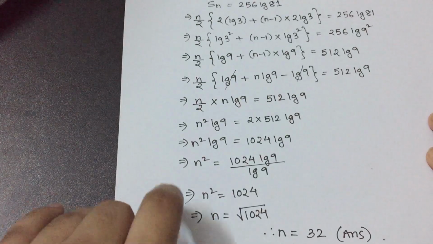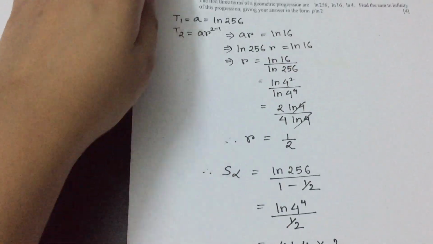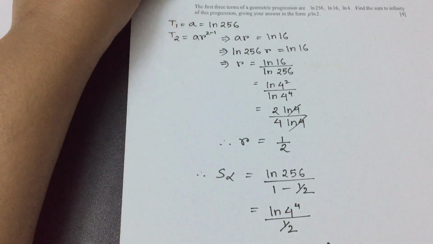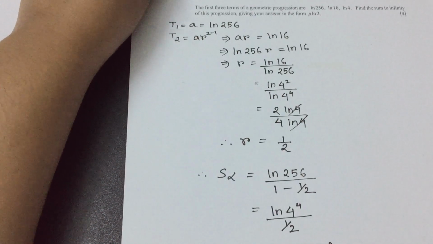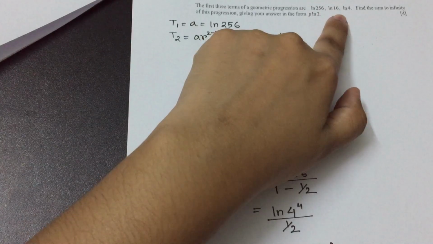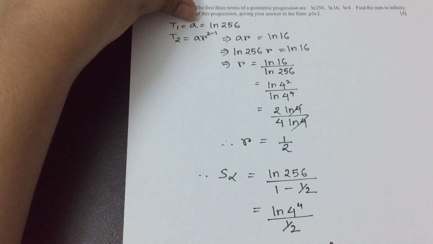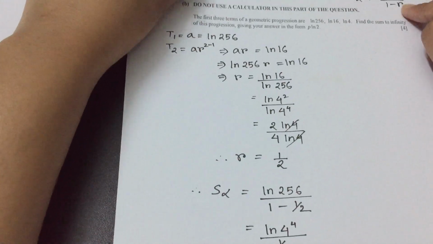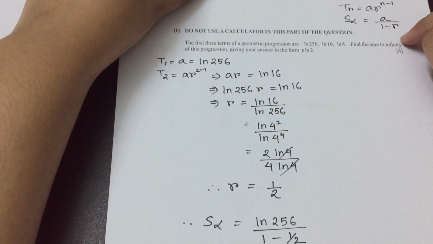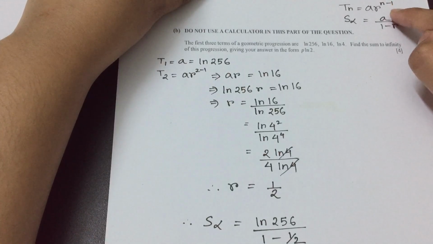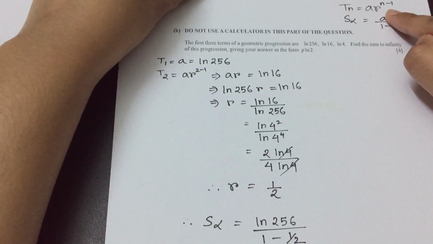Okay, let's move on to the next one. The first three terms of a geometric progression are ln 256, ln 16, and ln 4, and we have to find out the sum to infinity of this progression. So for the sum to infinity, we know that we need a and we need r, and the term formula is ar to the power n minus 1.